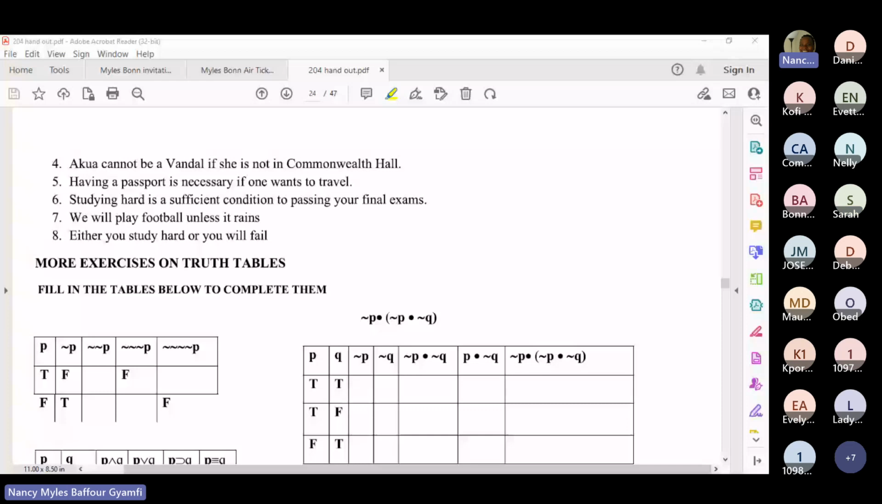Very good. So now that you have S and P, how will you symbolize it? If S, so S conditional P. That's all. I gave you the dictionary myself. So S conditional P means studying hard is a sufficient condition for passing your final exam.